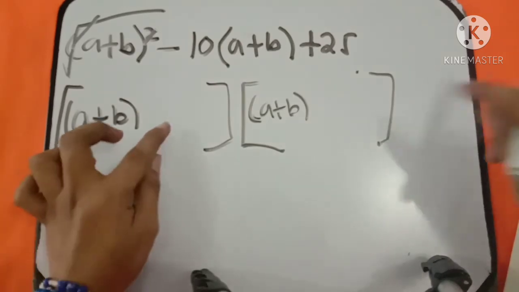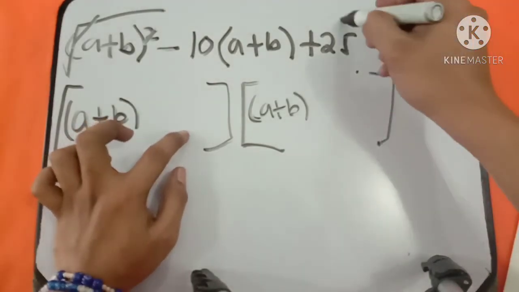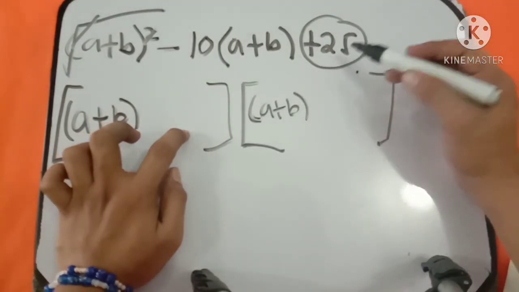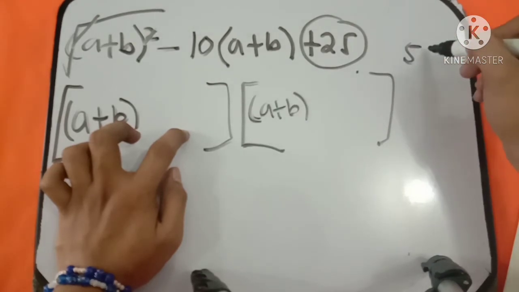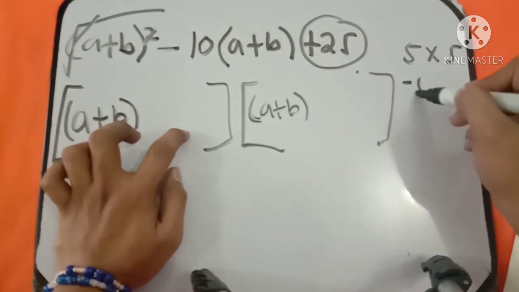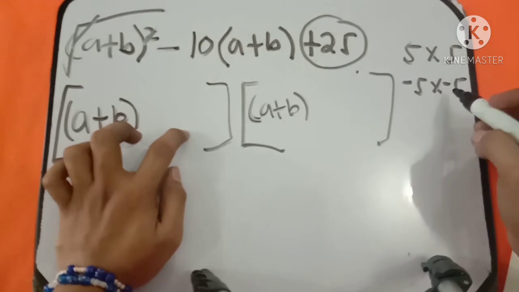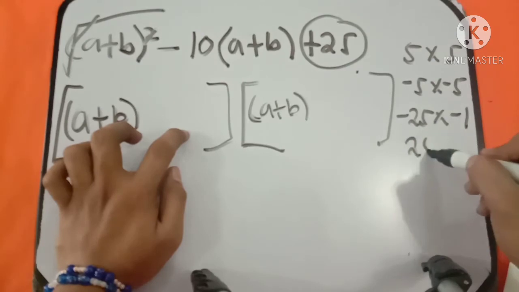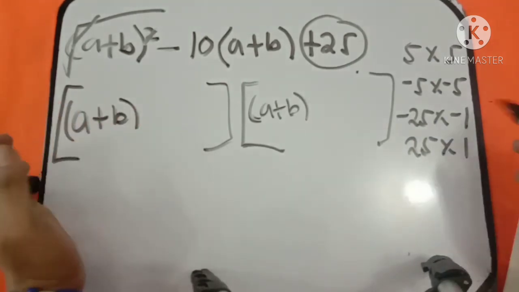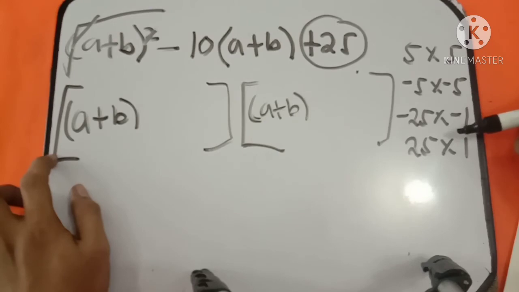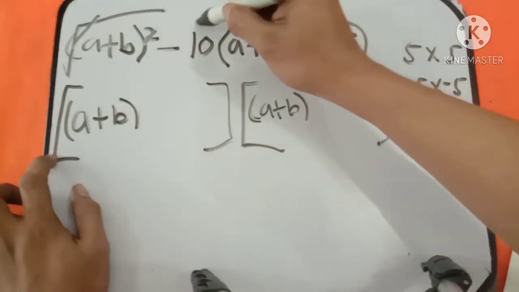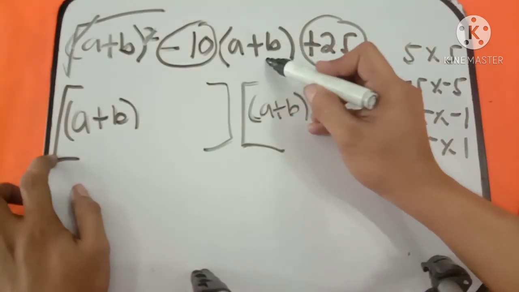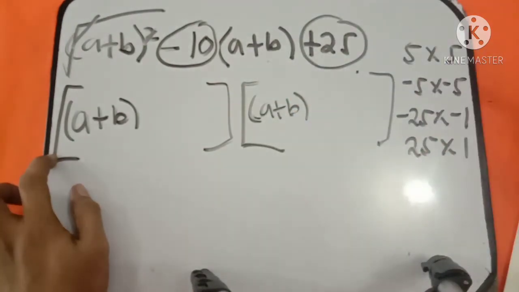Now, to get the last term of the factors, we use the factors of 25. The factors of 25 are 5 times 5 or negative 5 times negative 5, and then negative 25 times negative 1 or positive 25 times 1. These are all factors of 25, but our target is negative 10. Disregard the variable a plus b. You have to ignore this one.